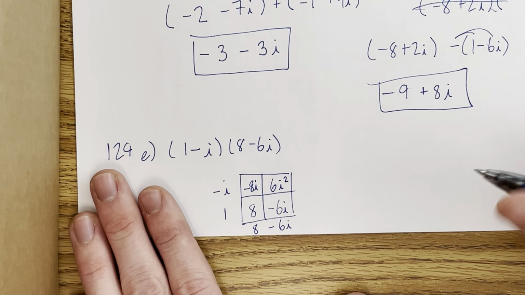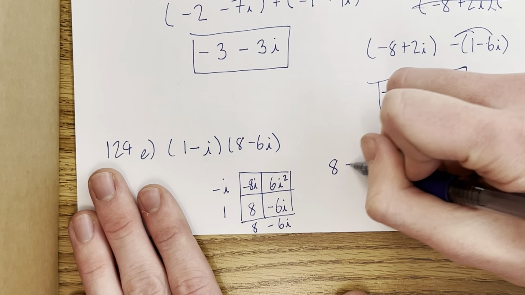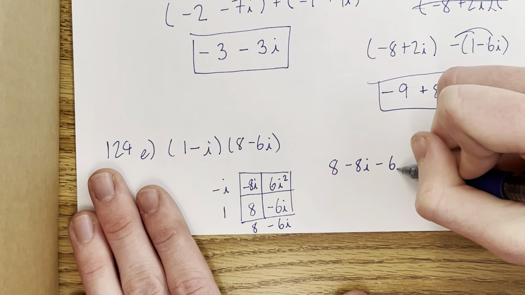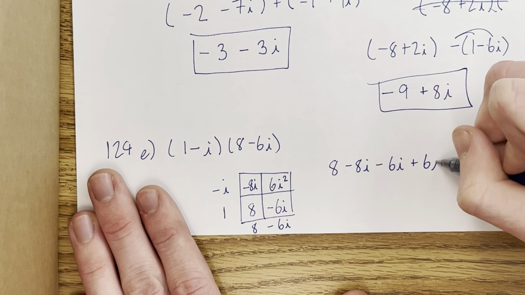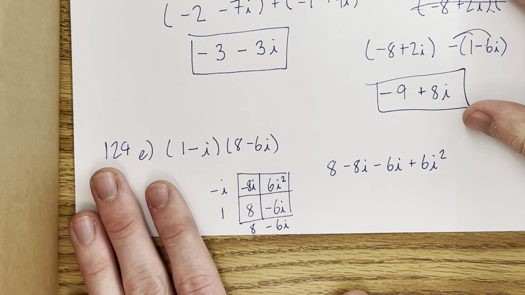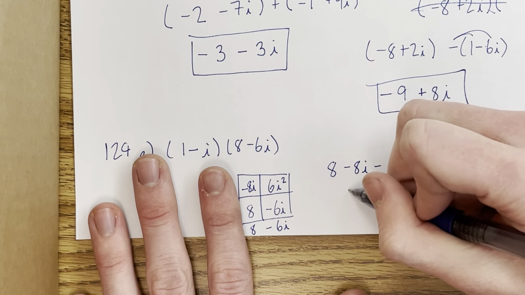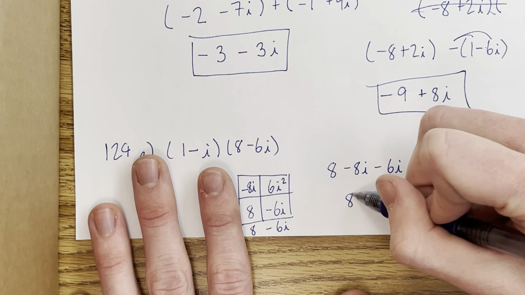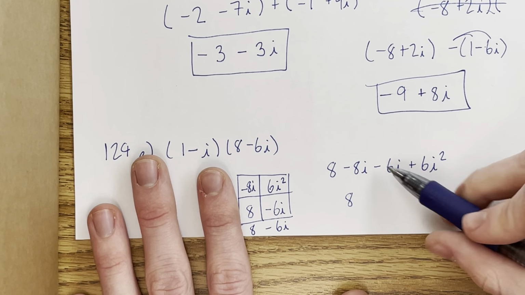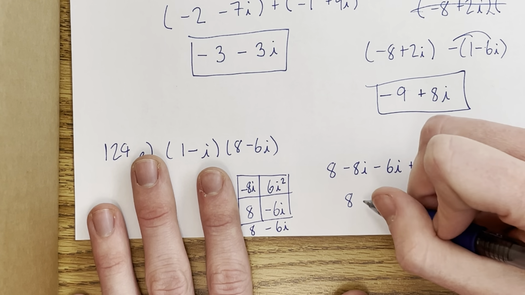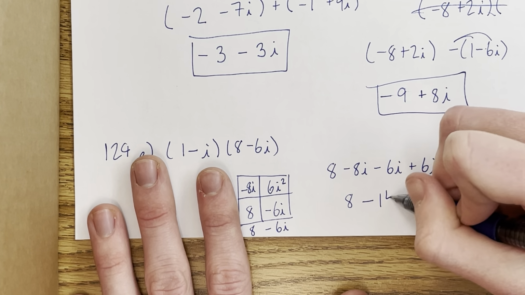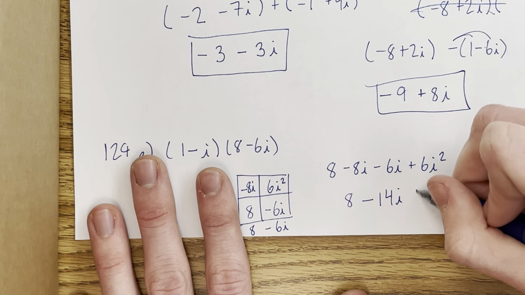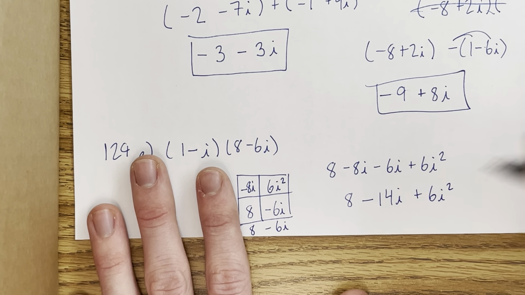Now we add all of these together. So we have 8 minus 8I minus 6I plus 6I squared. Just like that. Combine what we can. So 8 is the only constant. That gets pulled down. I, we can combine these two I's. So negative 8 minus 6 is negative 14I. And then plus 6I squared.